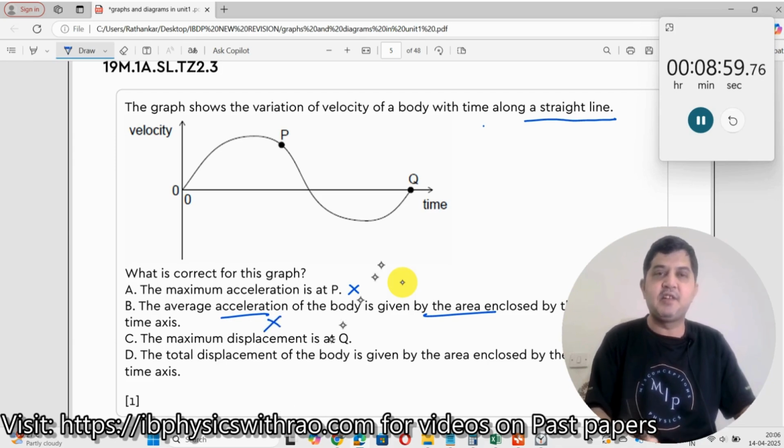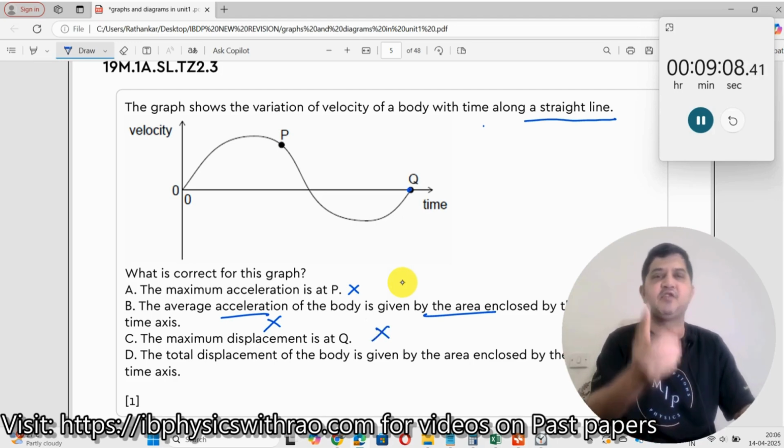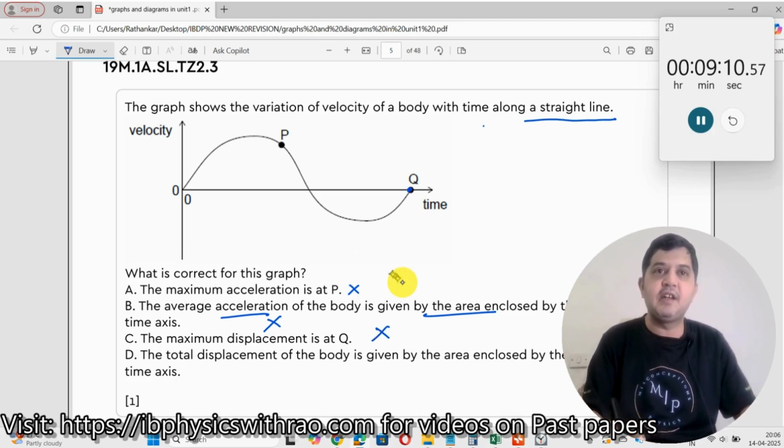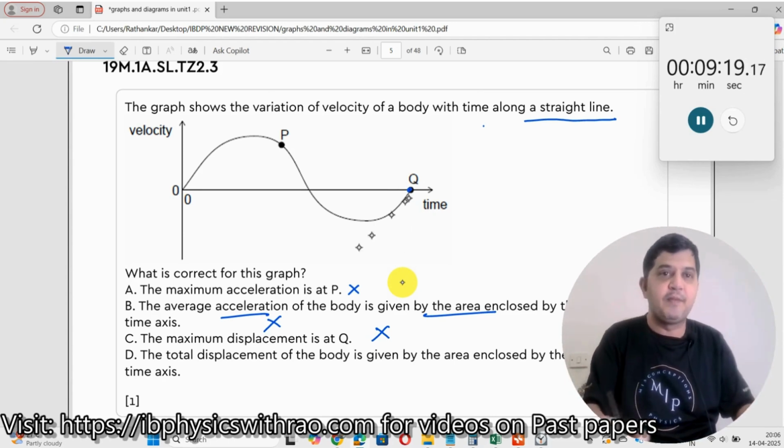Maximum displacement is at Q. At point Q, what's happening? They assume that this is an SHM over here, so this is also incorrect. It's not an SHM. In SHM, this could be true because of the velocity. Velocity becomes 0 here, which means the pendulum is now moving to one side. So that would be true in SHM, but not here. So what is the left out option? B is the left out option.